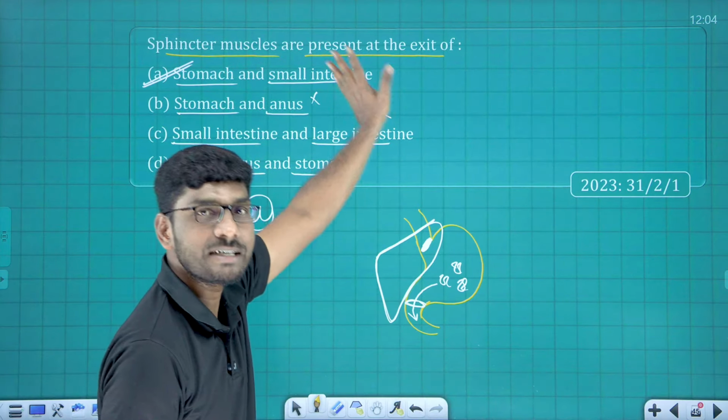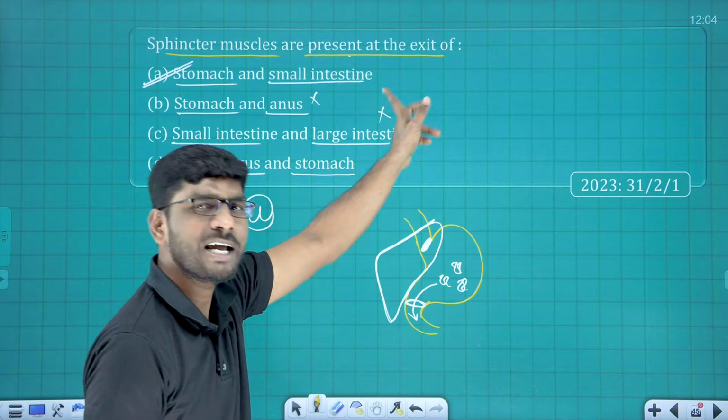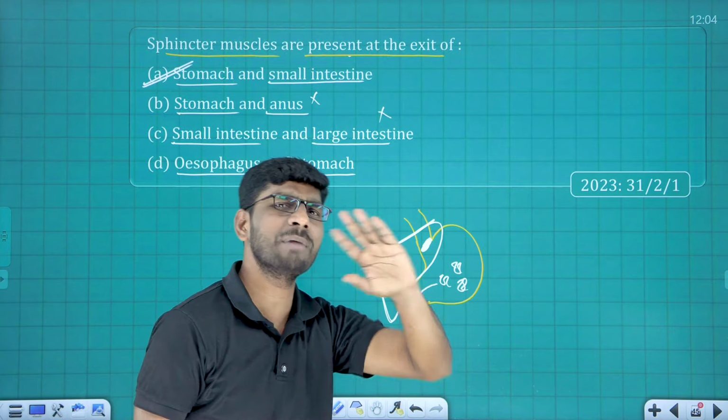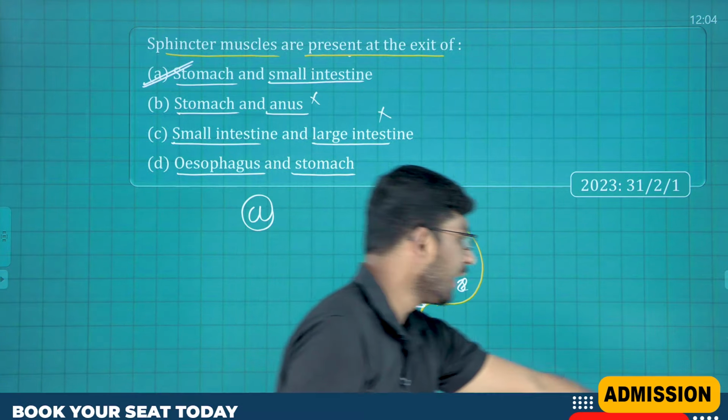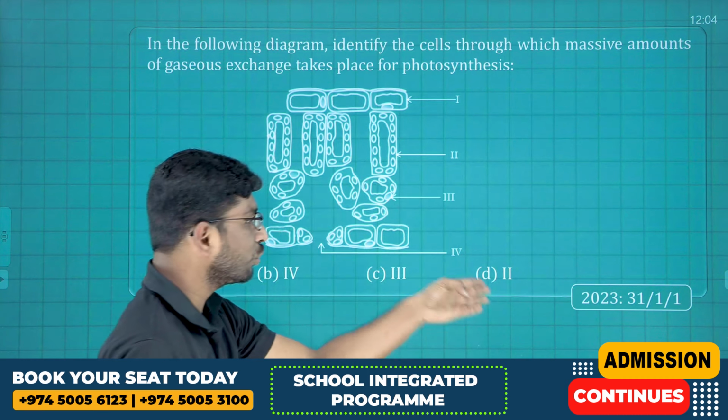Stomach and intestine: cardiac and pyloric sphincters are the names of these sphincters, but NCERT did not mention them. We don't want that one. Next question. Look at the next question.